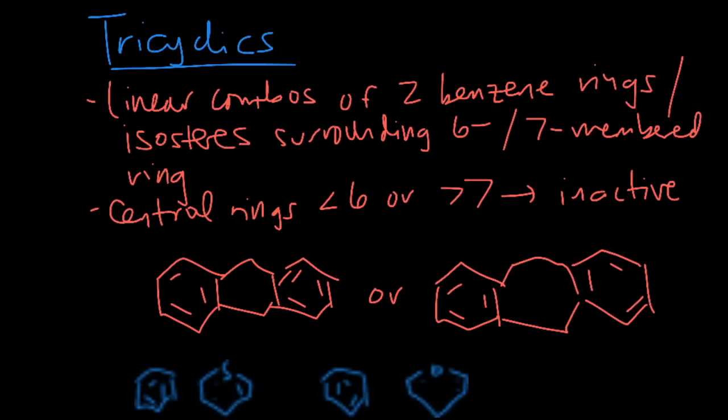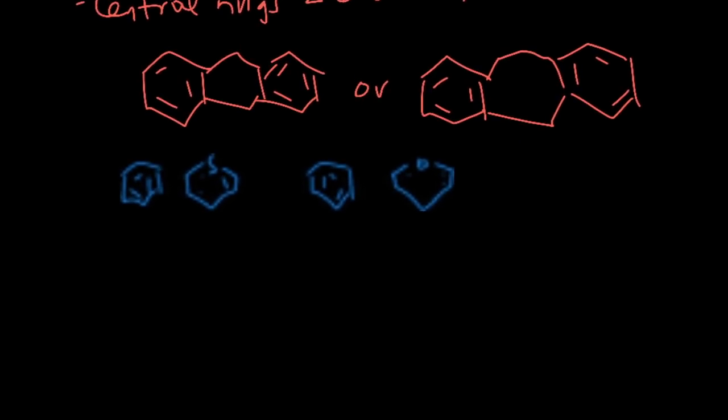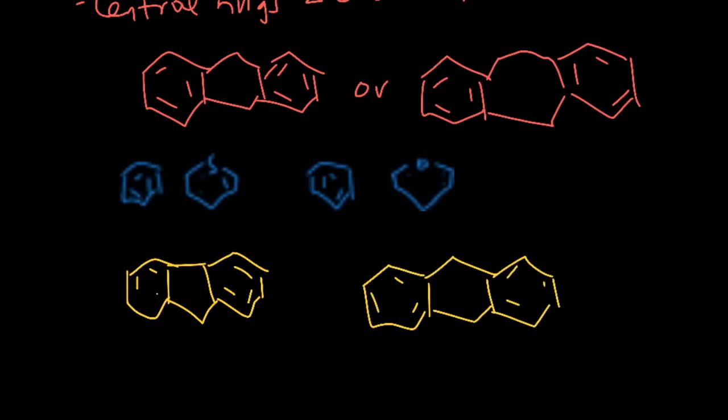So linear combinations of two benzene rings surrounding a 6 or 7 membered ring. Here's your 6-membered ring, here's your 7-membered ring, and these are both examples of tricyclic antipsychotic scaffolds. Remember that central rings that are less than 6 or greater than 7 members lead to inactive compounds. So if he gives you 2 sets of rings, this one's a 5-membered ring, this is a 6-membered ring, which one would you expect to be inactive and why?